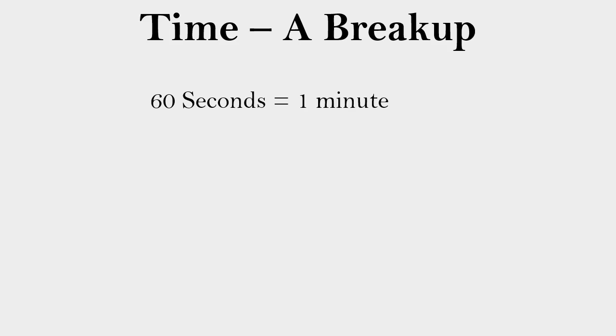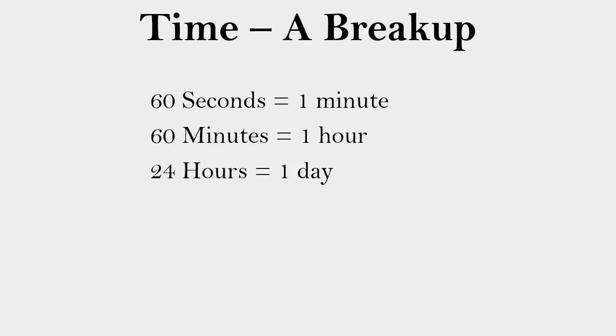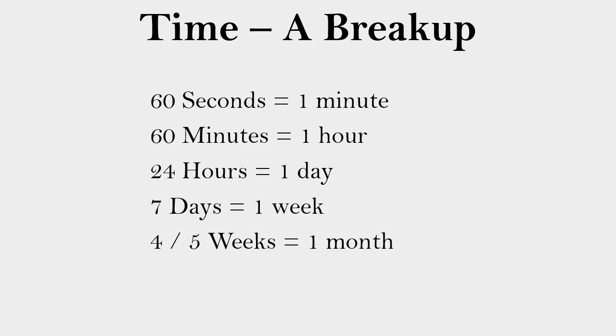60 seconds is equal to 1 minute. Then 60 minutes is equal to 1 hour. 24 hours is equal to 1 day. 7 days make 1 week. 4 to 5 weeks, depending on the month, makes 1 month. And 12 months make 1 year.